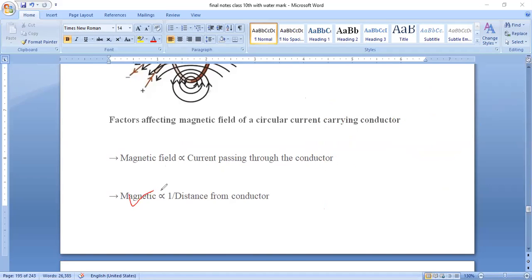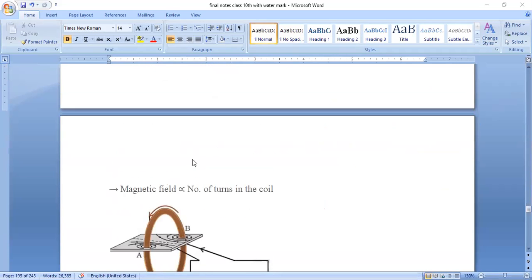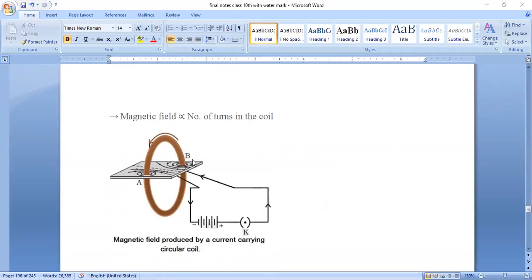Second is the magnetic field is inversely proportional to the distance from the conductor. This point is also the same. The first and second points are the same for a circular loop as well as a straight conductor.